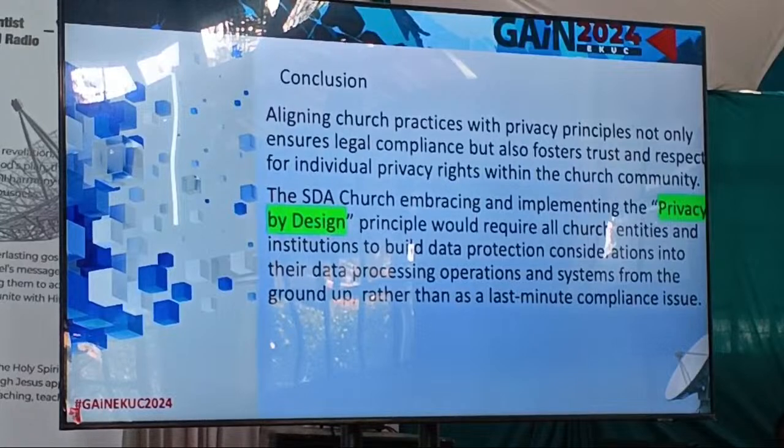And there's a principle here called privacy by design. So anything that we are coming up with, be it a system, be it a process in the church, we need to think of privacy from the ground up. Privacy should not be an afterthought or the last option, where you realize we created a system and then we're supposed to comply with the Data Protection Act. You need to start from the ground up. You go building the system or the process thinking of the privacy of the members and the data that you're going to collect from the members here.